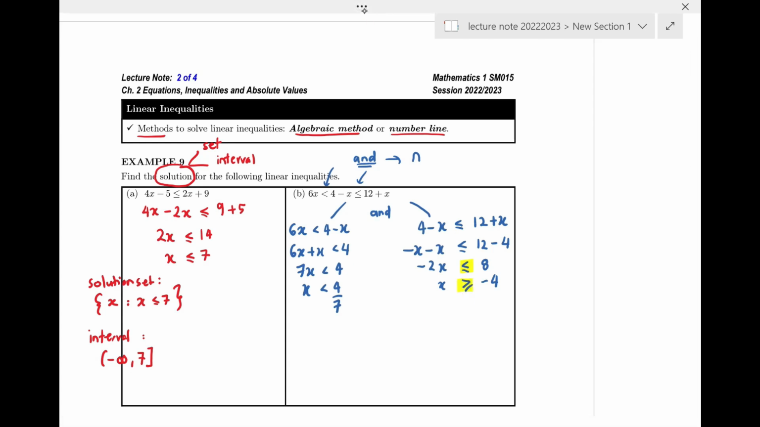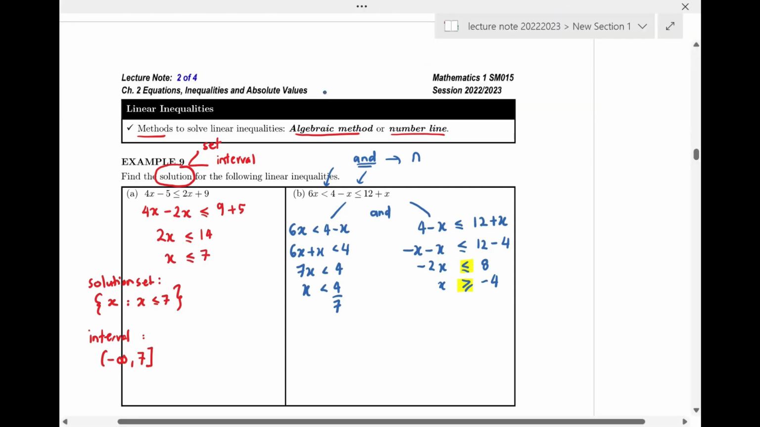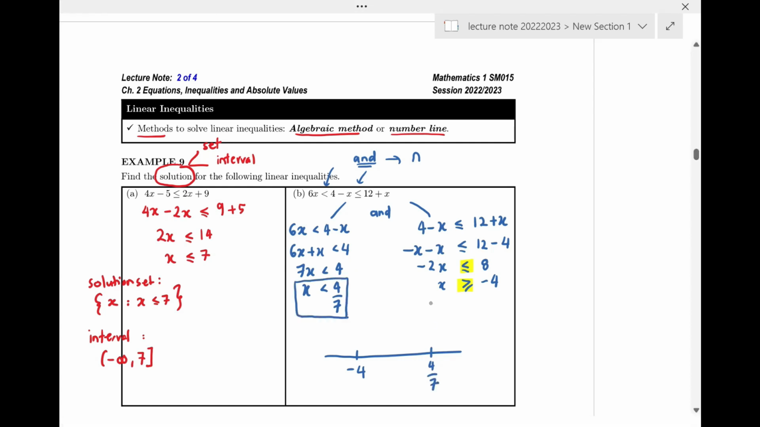Now we are done finding the inequalities of x. Remember, we have to combine them using our number line. So draw a number line and put all the numbers that we have there onto our number line. So we have negative 4 and 4 over 7. For this one, we have x less than 4 over 7, not inclusive. So open circle, less than 4 over 7.